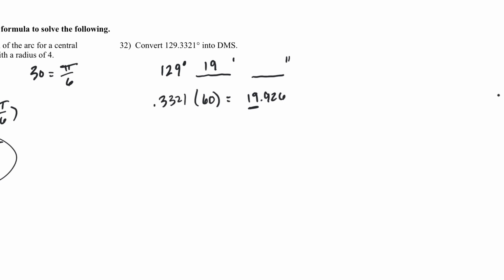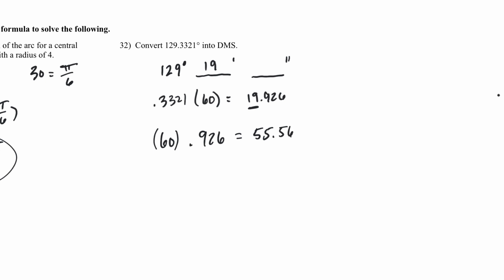But we know that each minute is comprised of 60 seconds. So we're going to take that 60 and multiply it times whatever the decimal is that's left. It's going to be 0.926. What do we get here? You get 55.55. So is that why you rounded up to 56?